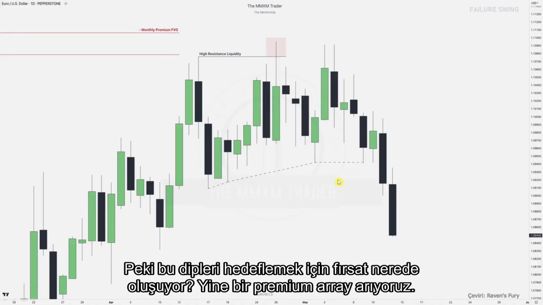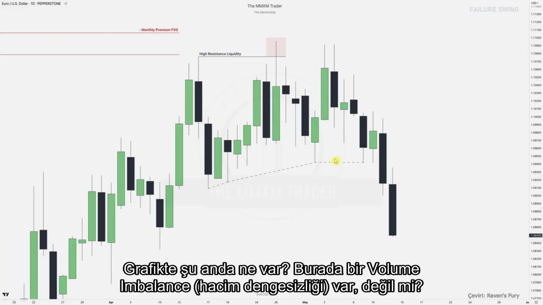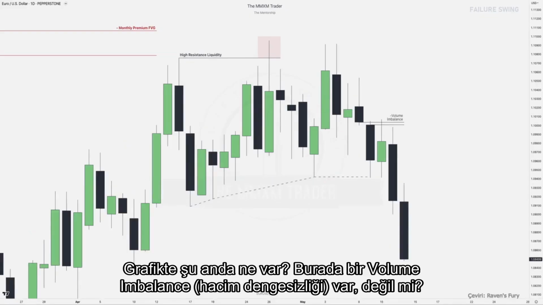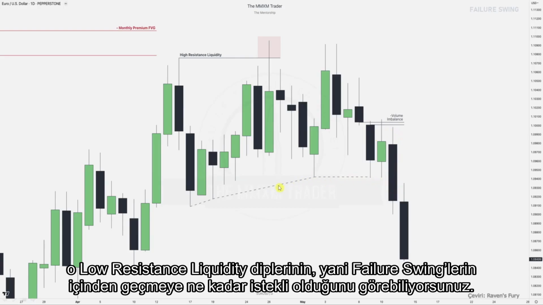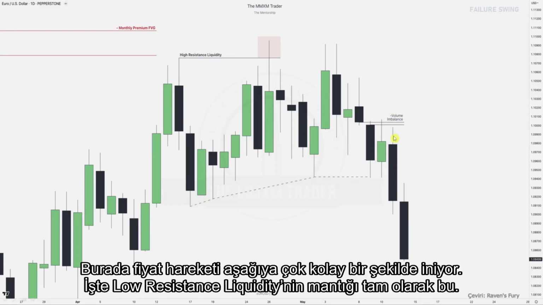Right now, where does an opportunity lie to go into these lows, right? We're scouting for a premium array once again. So what is available on the chart right now? We've got that volume imbalance up here, right? So that's also a good area to take a sell from, and you can actually see how willing price action is to go through those low resistance liquidity lows, those failure swings, right? So you can see here price action goes down with ease, right? And that's the whole point of that low resistance liquidity.